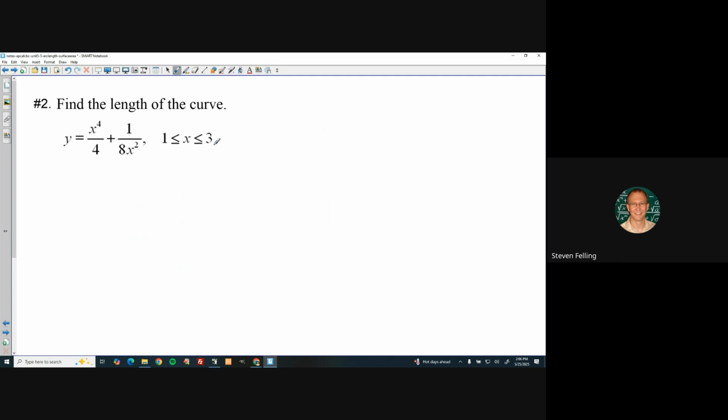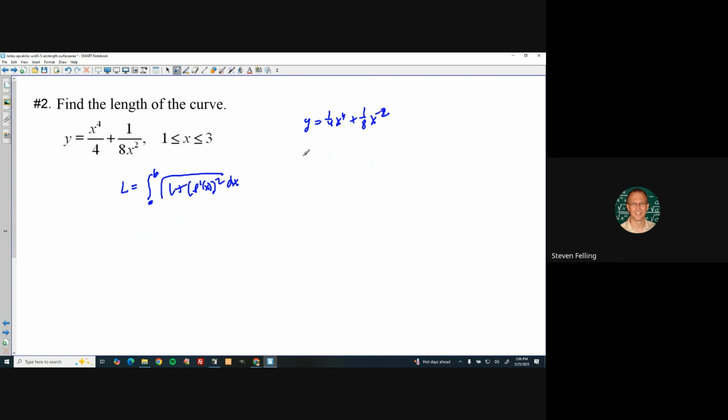Find the length of the curve. Not going to bother to sketch. We just know that this is going to be an integral from a to b of the square root of 1 plus the derivative of the function squared dx. That's the pattern. So I need the derivative of this. Let's compute that over here. Y is 1/4 x to the 4th plus 1/8, and that's x to the -2.